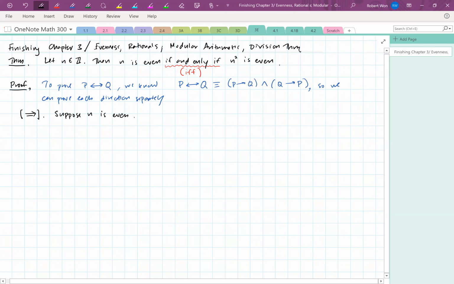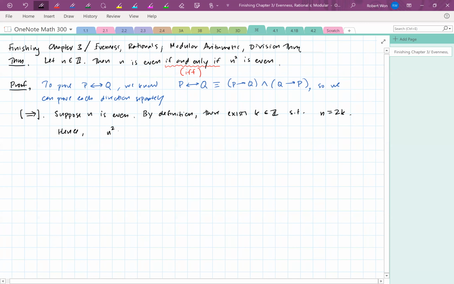What does that mean? To say that n is even just means that it's 2 times some integer. So by definition, there exists an integer k such that n is equal to 2 times k, because that's what it means to say that n is even. Okay, hence, what I'm interested in, I want to know about n squared. I would like to show that n squared is even. I want to show that n squared is 2 times an integer.